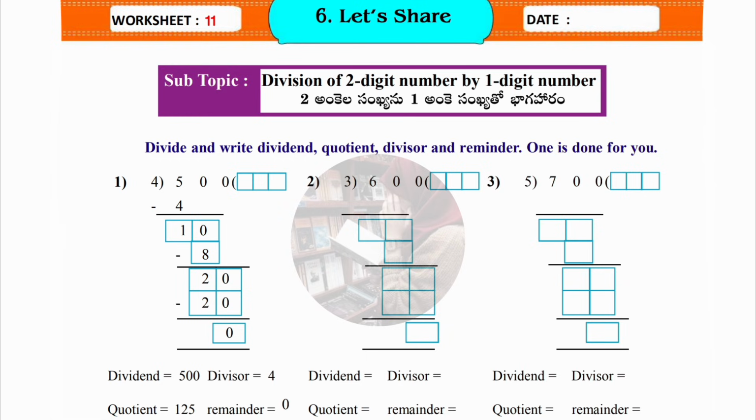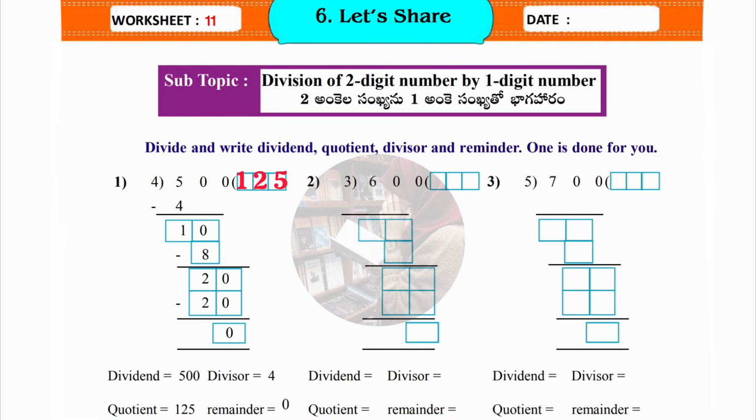First one is given 500 as dividend and 4 as divisor. Let's do this. 4 ones are 4. If you subtract 4 from 5, we'll be left with 1. So 0 will come, then it will become 10. So 4 twos are 8. Then we're left with 2, then again 0 will come down, it will become 20. So 4 fives are 20, 0 is the remainder. So write down: dividend will be 500, divisor will be 4, quotient will be 125 and remainder is 0.